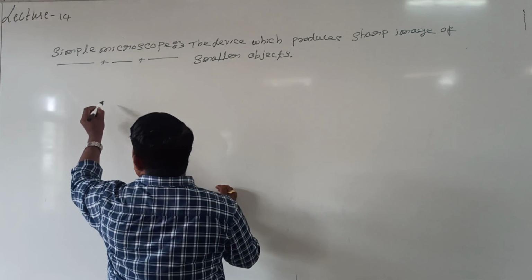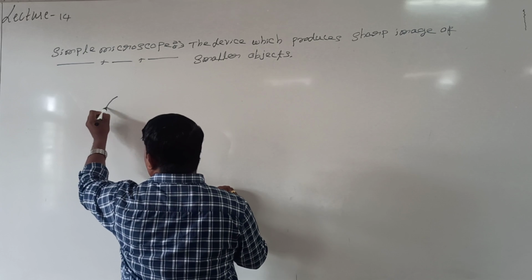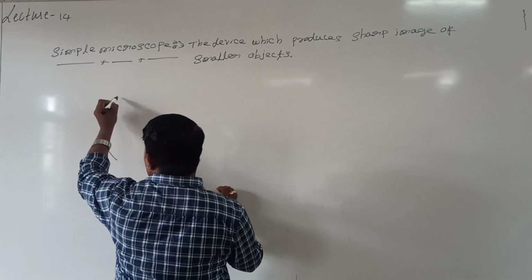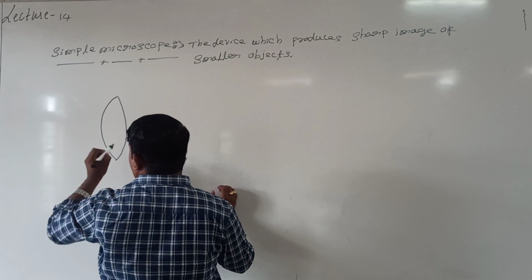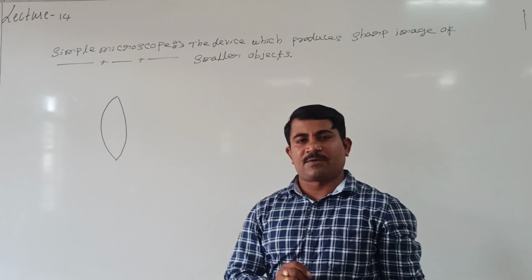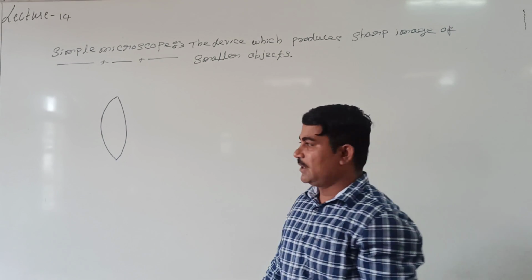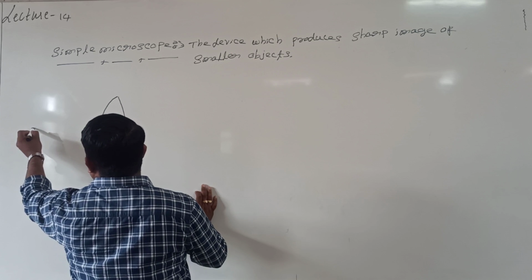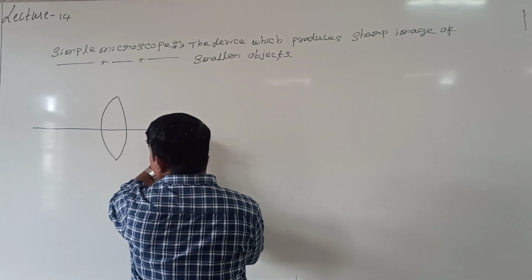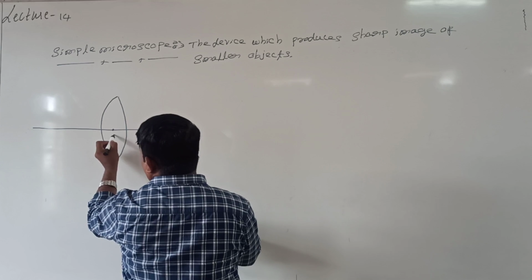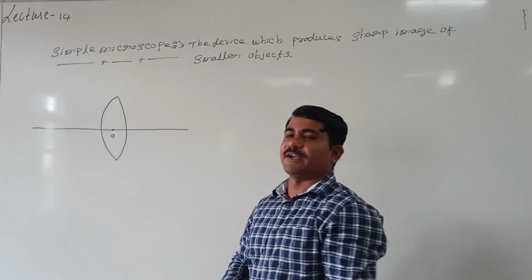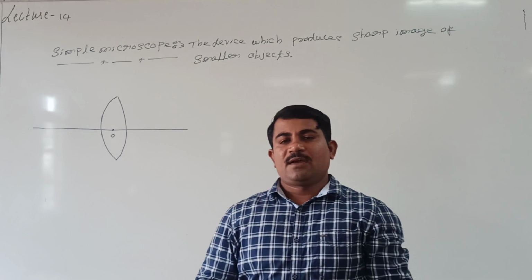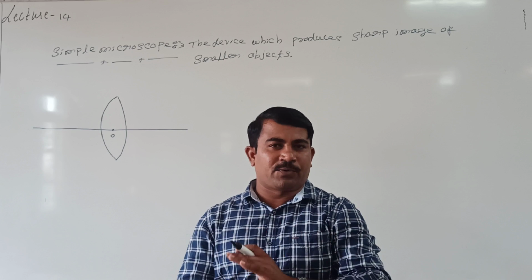Look at me. This is nothing but the simple structure of a simple microscope. This is a double convex lens of suitable focal length. Then the straight line passing through the optical center, that we are calling the principal axis. This is nothing but the optical center. Now, the image can appear in two cases.